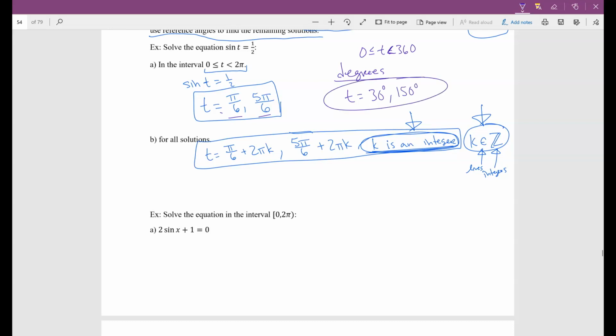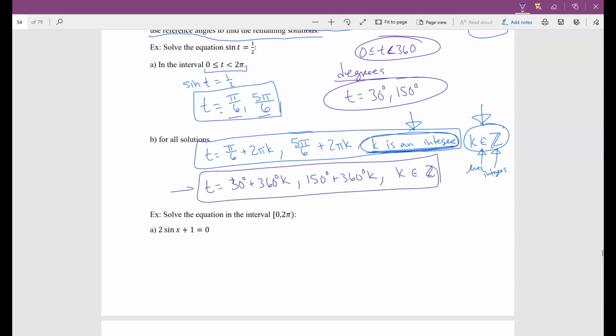That's only if you were to see this in an interval. And if you write it for all solutions, then you would write 30 degrees plus 360 degrees times k, and 150 degrees plus 360 degrees times k. And here, obviously, k is an integer. So this is just in degrees.